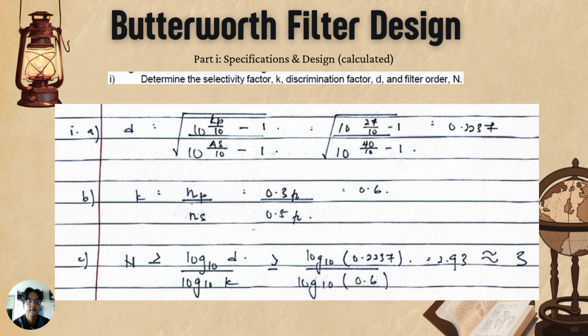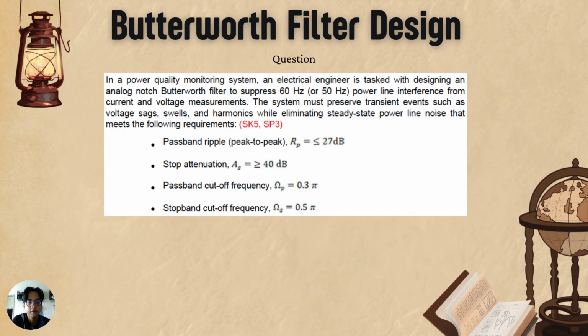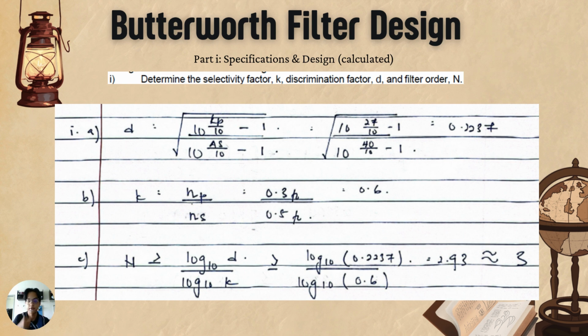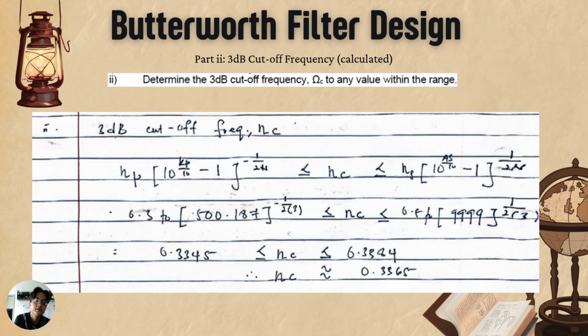For the selectivity factor, we use the ratio between the passband and stop band cutoff frequency. We get 0.6. For the filter order, we use n greater than log10 of the discrimination factor over log10 of the selectivity factor, and we plug in the values and get 2.093, which I rounded off to 3. Then I determine the 3 dB cutoff frequency to be any value within the range.